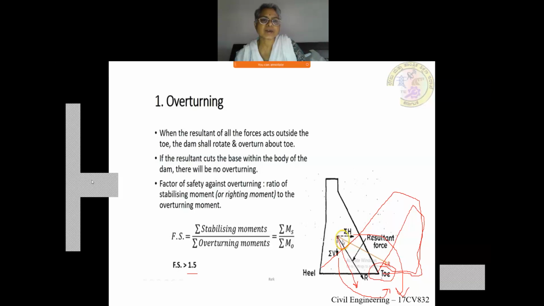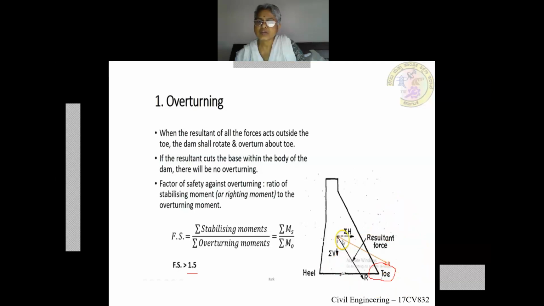Sigma Ms is nothing but the stabilizing moment. Stabilizing moment is the moment which will resist the overturning moment. Stabilizing moments are caused due to this, which is due to self weight and all other vertical forces, whereas overturning moment is due to these horizontal forces. So we will take the moment of all the forces about this toe and find out this factor of safety. We will work a numerical problem on this so you can understand it better.